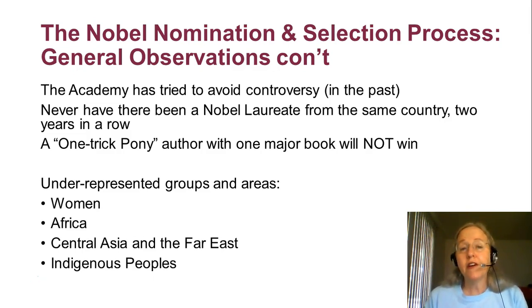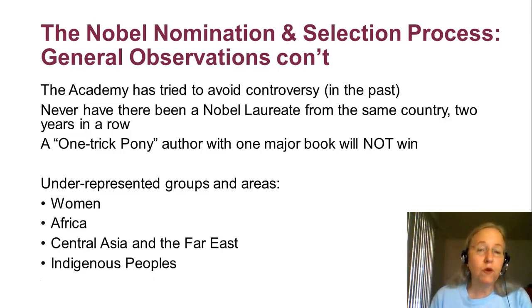Central Asia is another area that's been overlooked, and the Far East in general. Now, Japanese authors have received 3 Nobel Prizes so far, so that might argue against Murakami winning. China has only had 1 Nobel laureate so far in literature, and I think that it would be a strong contender, if not this year, then in future years.